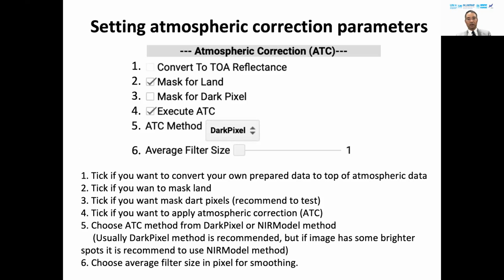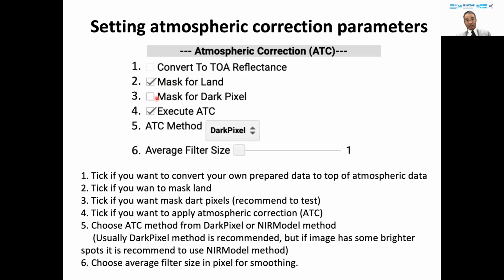Okay, setting atmospheric correction parameters. This is a typical setting that I recommend. You need to tick the mask for land option because there is no seagrass or seaweed on land, so it's definitely recommended to mask land. And atmospheric correction, this checkbox number 4 is for when you are conducting atmospheric correction. This has to be ticked.